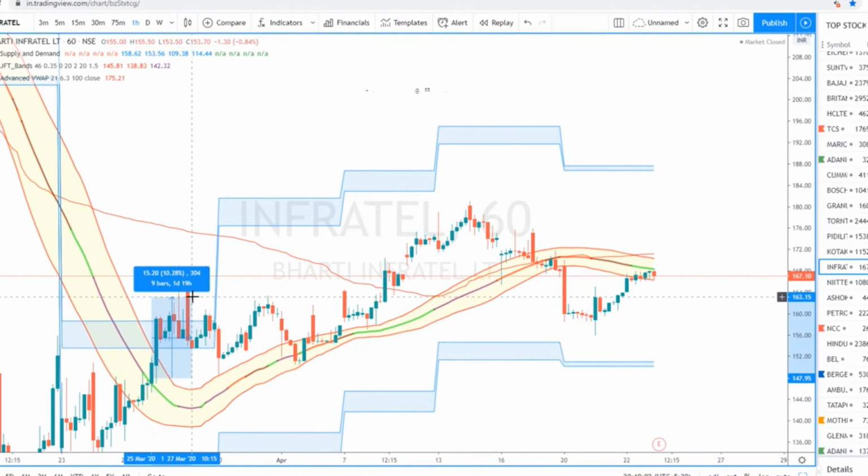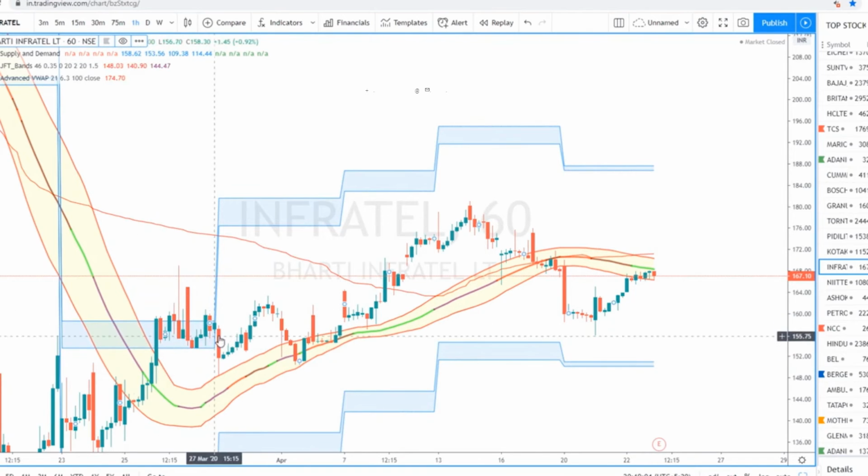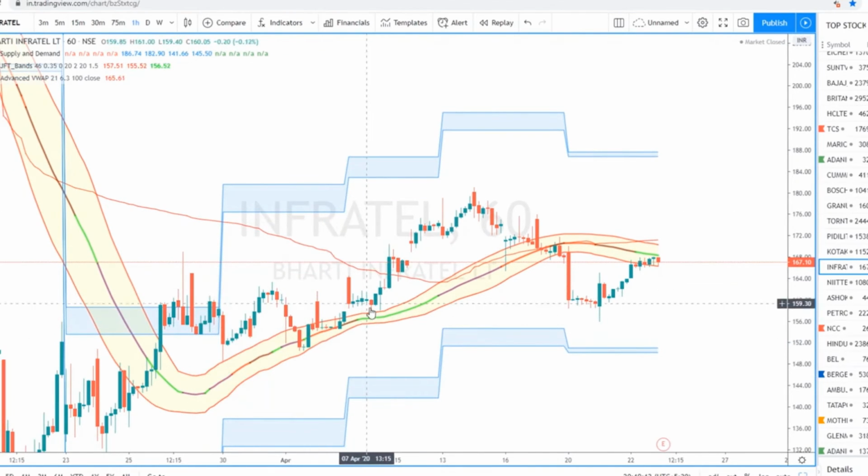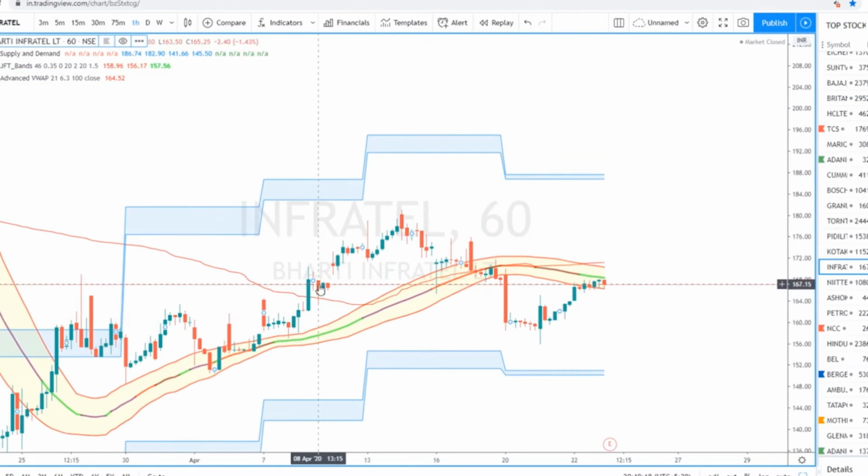The JFT band has been broken, which means you should not take the trade. The first rule here is to wait for the advanced VWAP to get broken. So we are not entering here or here, although we can enter as per the price action, but to be on the safer side, it is always better to have the advanced VWAP crossed.